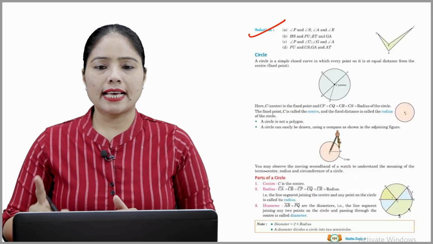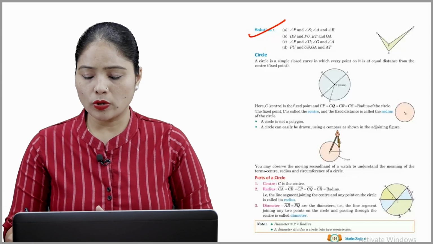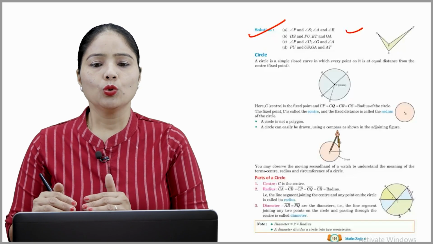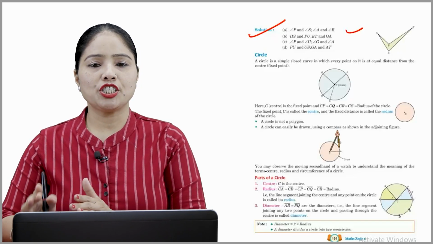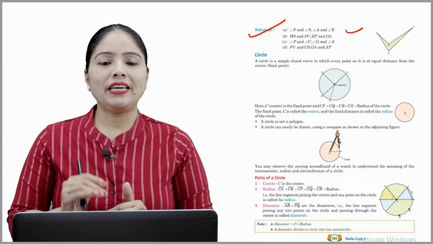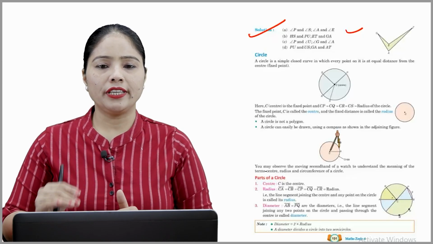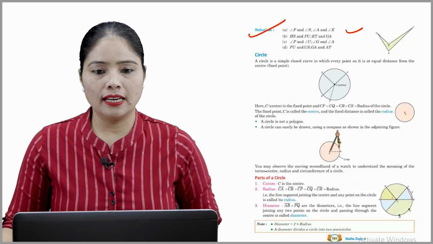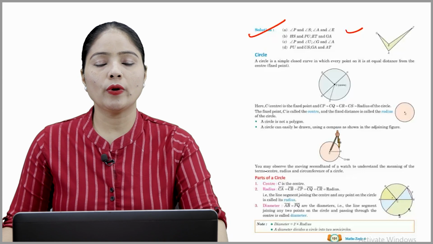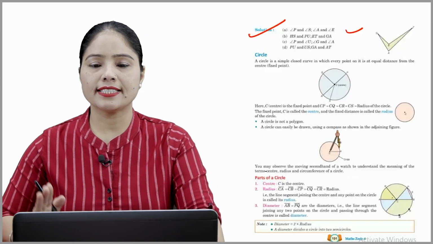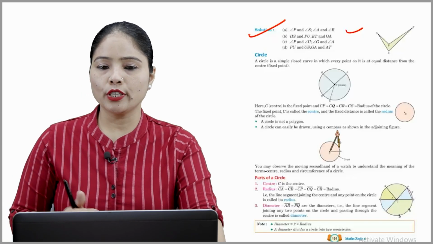P and S, and A and E, that is the answer for the first one. Second is HS and PU, and ET and GA, which means these are opposite sides. P and U, and G and A, these are one pair of adjacent angles. PU and US, and GA and AT are one pair of adjacent sides. I hope you understood well.